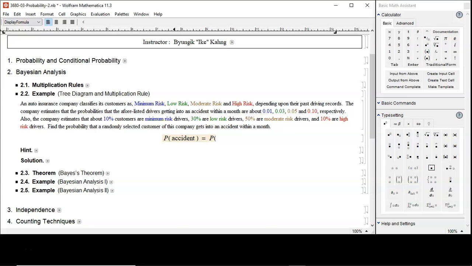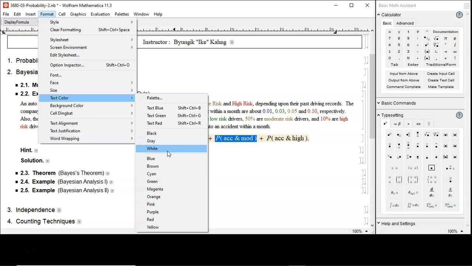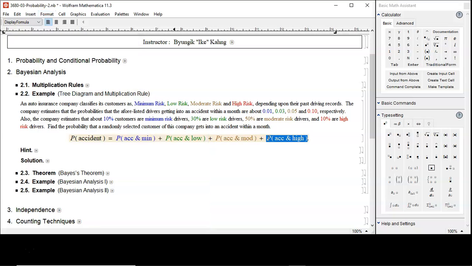Here is the first key observation. Accident for minimum risk driver. Accident for low risk drivers. Accident for moderate risk drivers, and finally accident for high risk drivers. Let me do the color coding. Blue, green, brown, and then this is red. Does it make sense, everybody?